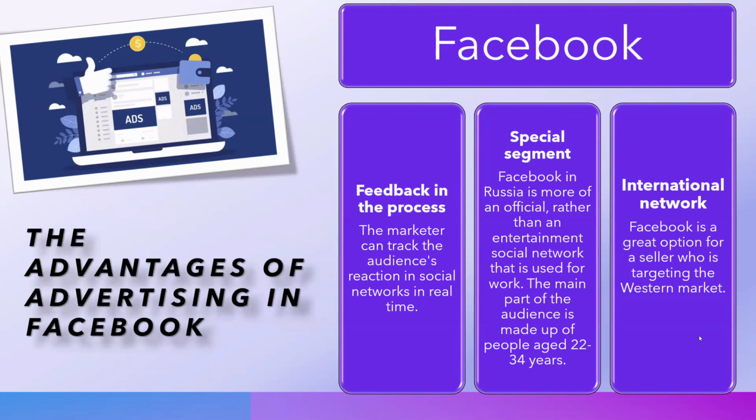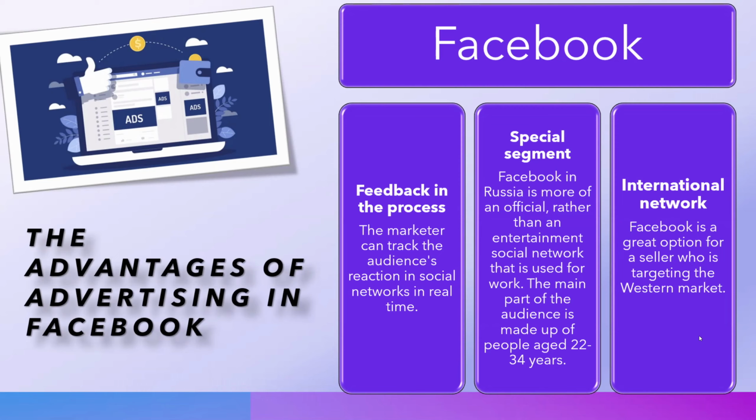Let's start by analyzing the competition between Facebook and traditional media. Consider the advantages of each option for advertisers. There is no doubt that Facebook has a lot of pluses. Firstly, the marketer can track the audience's reaction in social networks in real time. Likes, comments, reposts, conversion rates. These are all signals that the advertiser reads in order to adjust the campaign and increase its effectiveness.